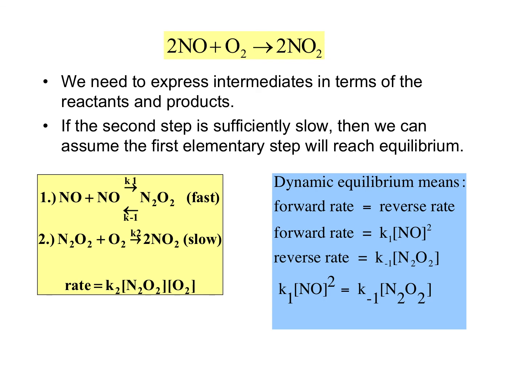And so since this is a mechanism and these are both elementary steps, we can say that the rate of the forward first step is K1 times NO squared, and the rate of the reverse of the first reaction is K minus 1 times the concentration of N2O2. And so if we achieve dynamic equilibrium, that means that the rate of the forward reaction is equal to the rate of the reverse reaction. And so if these two are equal, I can set these two expressions equal to each other. So I have that K1 times NO squared is equal to K minus 1 times N2O2. So let's jump to the next slide.